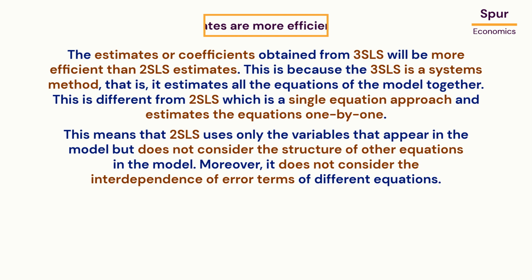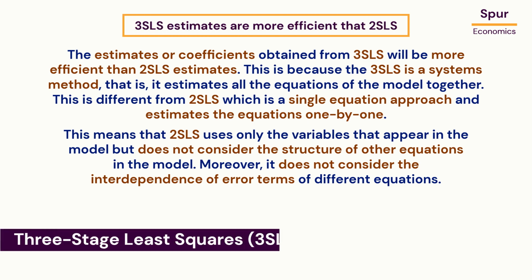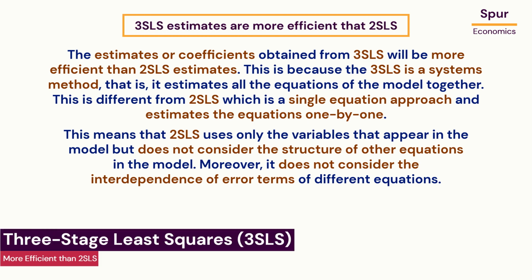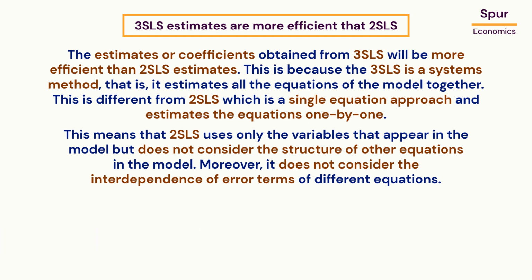The estimates or coefficients obtained from 3SLS will be more efficient than 2SLS estimates. This is because the 3SLS is a systems method, that is, it estimates all the equations of the model together. This is different from 2SLS, which is a single equation approach and estimates the equations one by one. This means that 2SLS uses only the variables that appear in the model but does not consider the structure of other equations in the model. Moreover, it does not consider the interdependence of error terms of different equations.